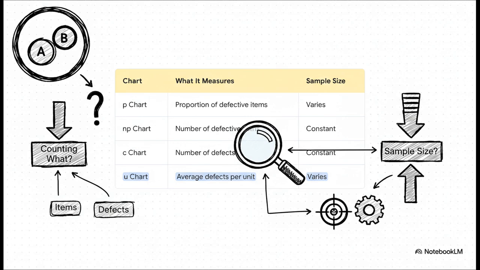That's it. And as you can see, the U-chart has a super specific job. It is the tool you grab when you're counting defects per unit and your sample size is all over the map. Nothing else does that.